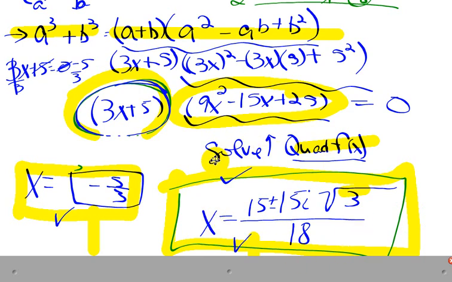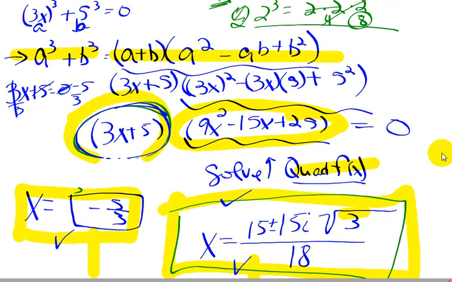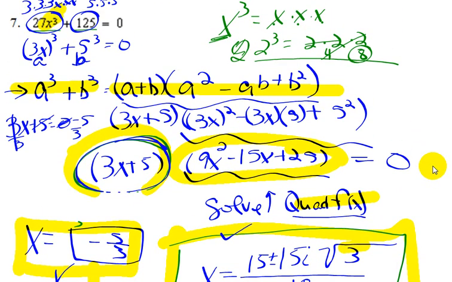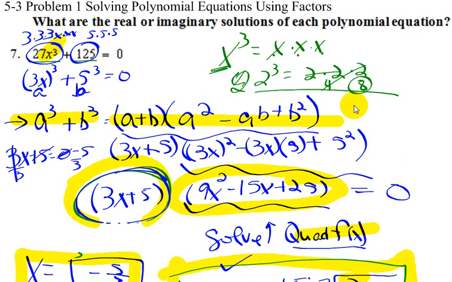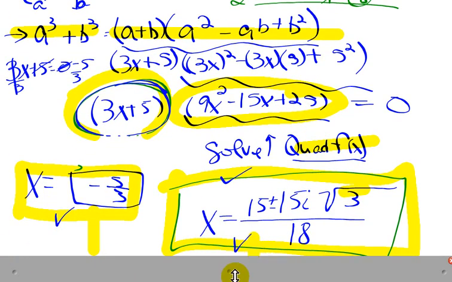So when you finally solve this with your quadratic formula, the first one we already solved, -5/3 from this first term. And this trinomial here, using the quadratic formula, we get x equals 15 plus or minus 15i radical 3 over 18. So there's your 3 answers, your 3 zeros. Now I want you guys to remember, look at your highest power. It was a 3. That means there's 3 zeros. If there was a 5 there, it would be 5 zeros. So don't forget that.